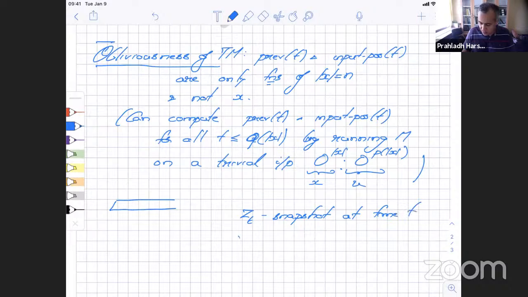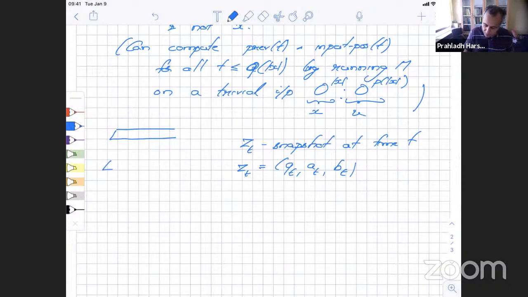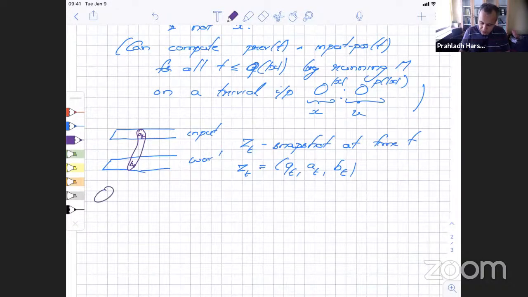So z_t has three components: q_t, a_t, and b_t. That's the input tape. That's the work tape. So let's suppose I want to find a snapshot at a particular time step. I need to know what this a_t and this b_t is, and the head q_t. So to know q_t, what do you need to know?